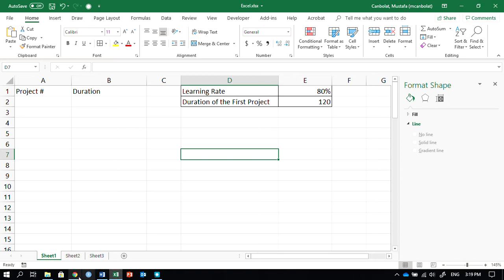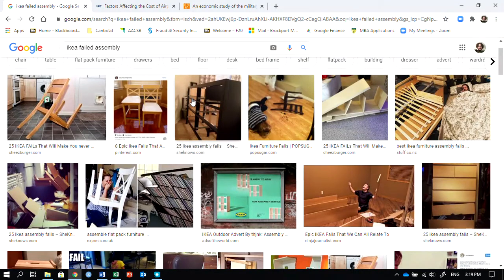If you purchase an IKEA product, the first time it is going to take you maybe 10 hours to do the assembly, but if you do it the next time, the second time, it's going to take less than that. Hopefully you'll just be able to complete that project in a correct way the first time you do it.